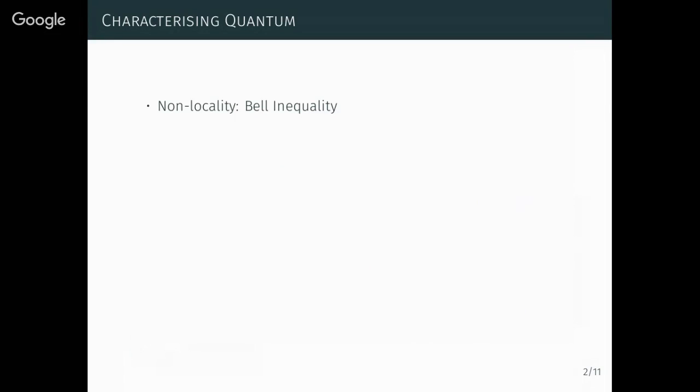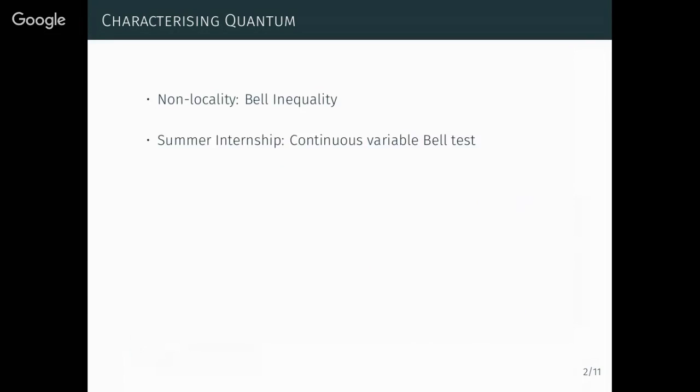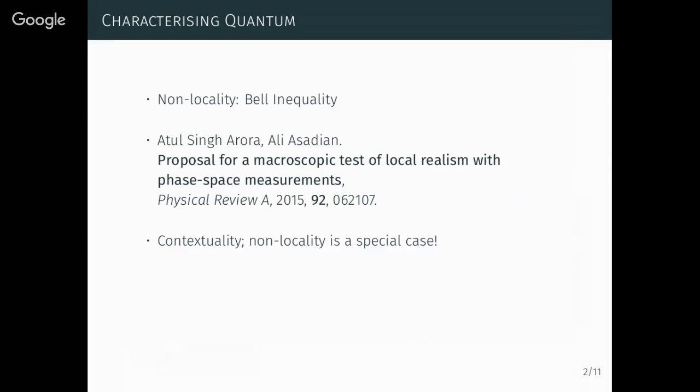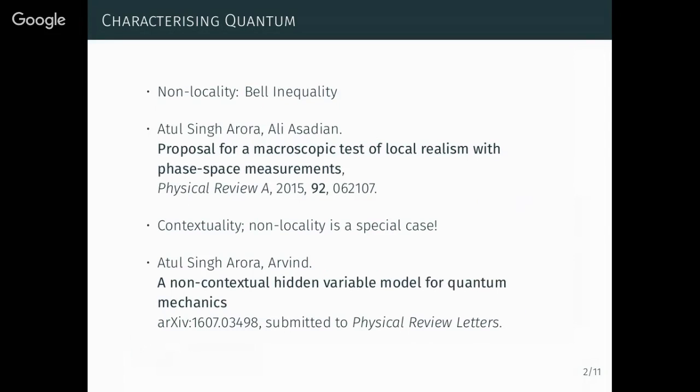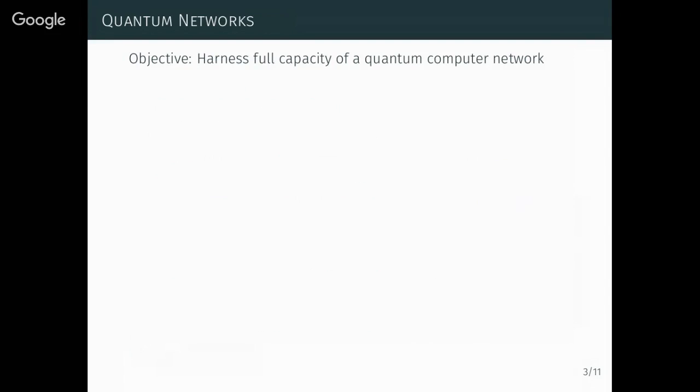And now I'm saying all of this because it had to be a part of a presentation where I'm asking for funding. So, I've worked on this field, extending this to continuous variables during my summers, which was published as a paper later, and have worked on contextuality, which is a more general framework which captures non-locality as a special case. I looked at that in my thesis, and that has been submitted to Physical Review Letters. But I haven't made much progress after that.